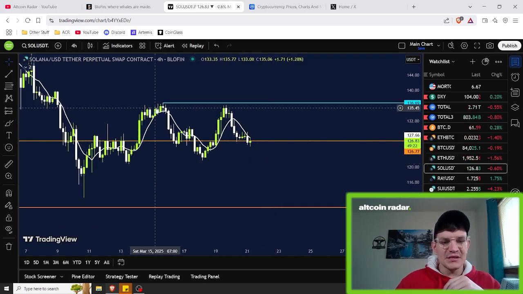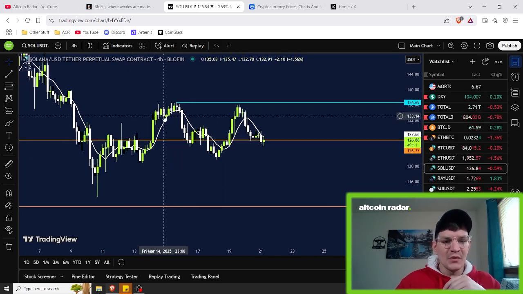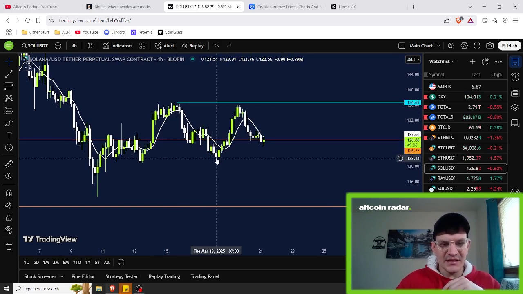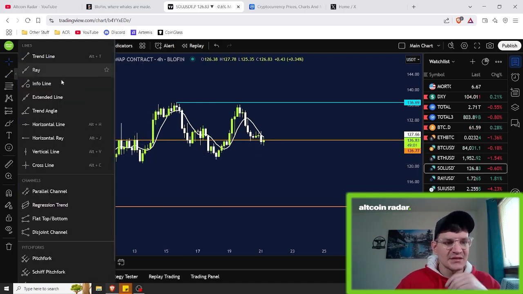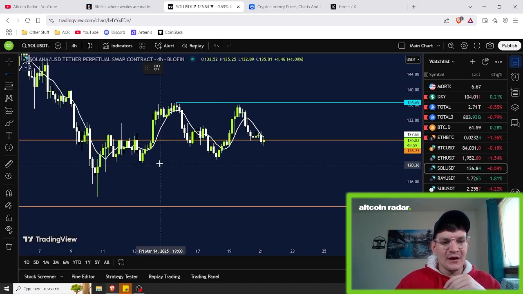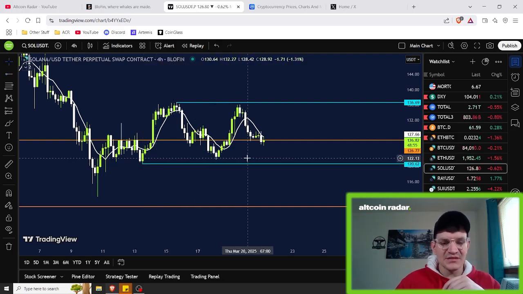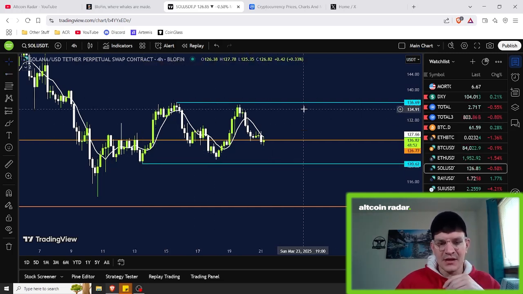As you can clearly see, price ended up going above this resistance area right here, which is now technically a support area. We went all the way up near the 136 zone, and then we ended up coming back down into this area again. At this point, you could have some smaller local support and resistance areas too. So technically we are trading between this range right here. That's kind of what we're looking at.